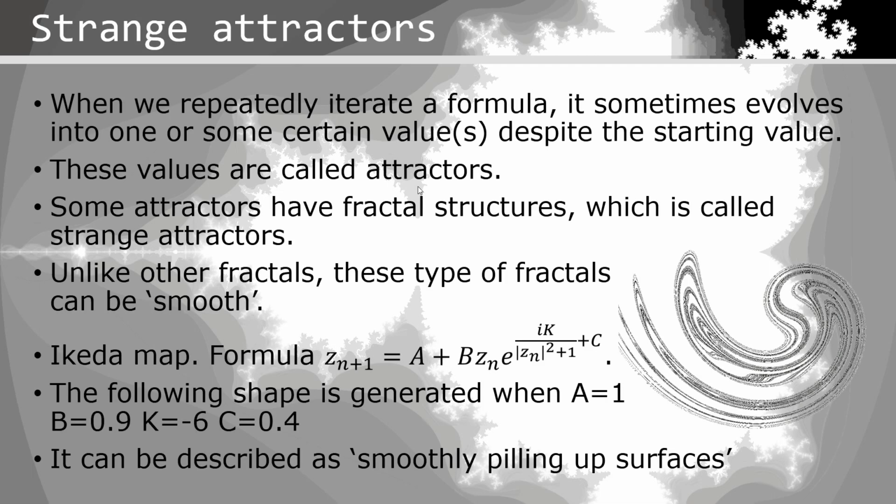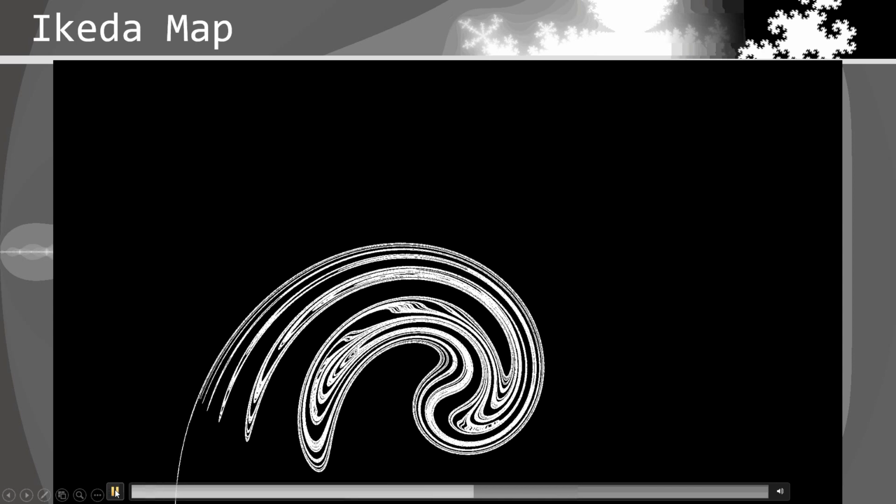Next we will talk about strange attractors. When we repeatedly iterate a formula, it sometimes evolves into one or some certain values despite the starting value, that is, convergent. These values are called attractors. Some attractors have fractal structures, which are called strange attractors. Unlike other fractals, these types of fractals can be smooth. Here's an example of a strange attractor, the Ikeda map. It can be described as smoothly piling up surfaces. Here's a video to show the process of iterating and how the shape is generated.